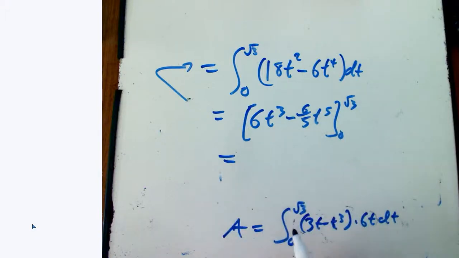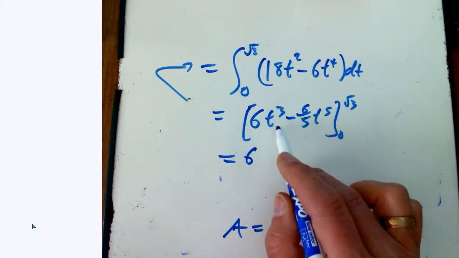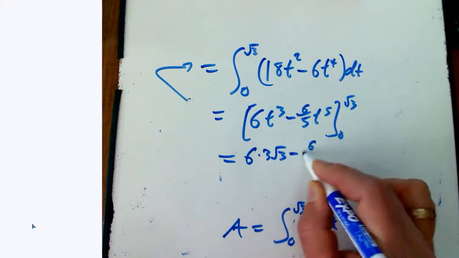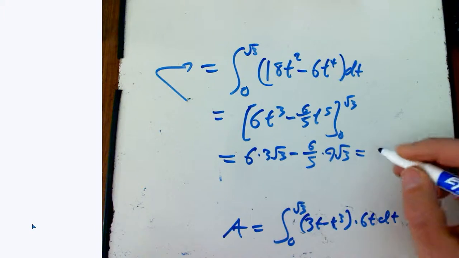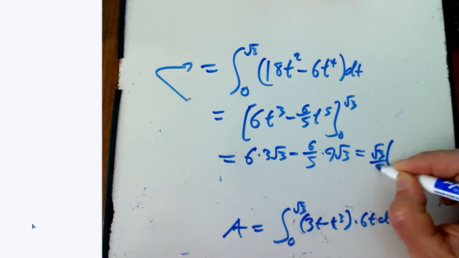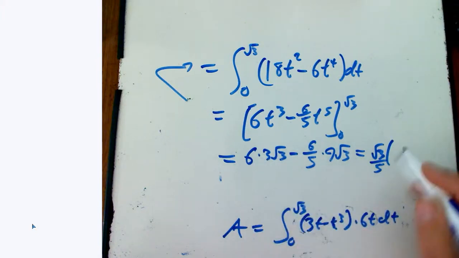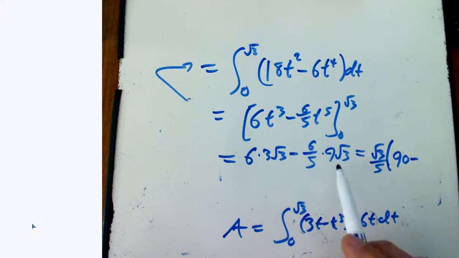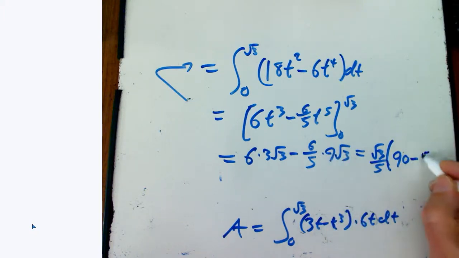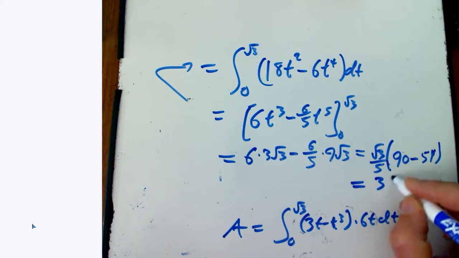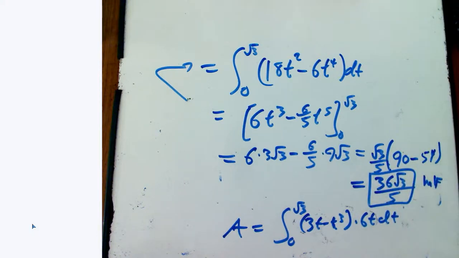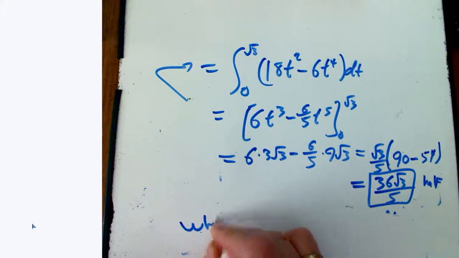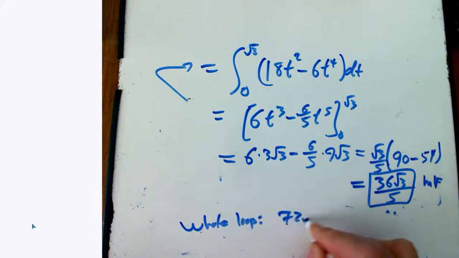We're going to get a slightly messy kind of answer. Let's see, root 3 cubed is 3 root 3, and root 3 to the 5th is 9 root 3. So the root 3 comes out as a common factor, and I'd say over 5 as well, and that's going to be 18 times 5 is 90 minus 54, and so that's going to be 36 root 3 over 5. And that's for half. If we wanted the whole loop, the whole loop is going to be 72 root 3 over 5.